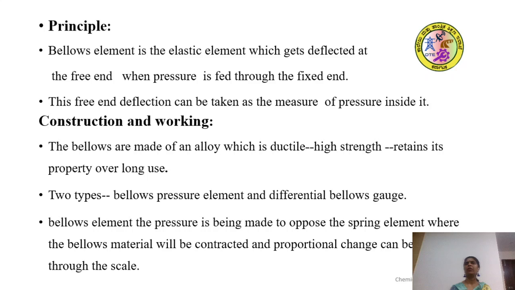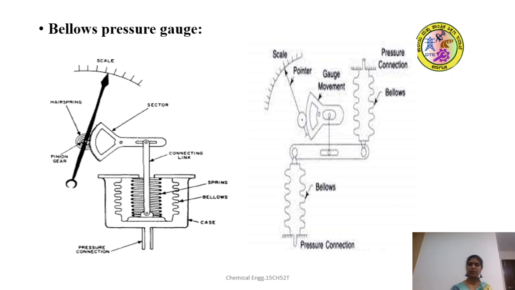Usually the bellows are made up of very high strength metal, usually an alloy, which is ductile in nature. As it is made of an alloy, it has high strength and retains its property after a long period of usage also. There are two types of bellows pressure gauge: the bellows pressure element and the differential pressure gauge. As you have seen, this is the bellows and this is the differential pressure gauge.